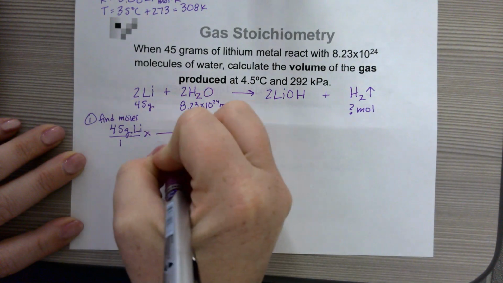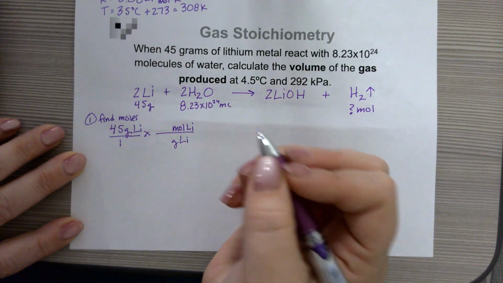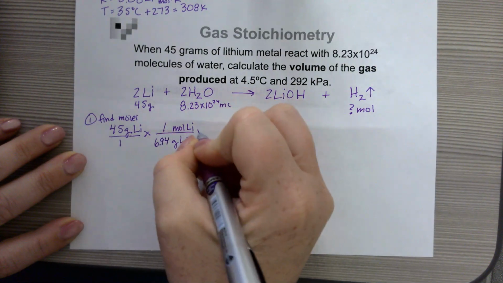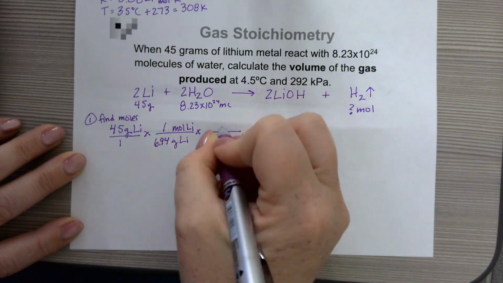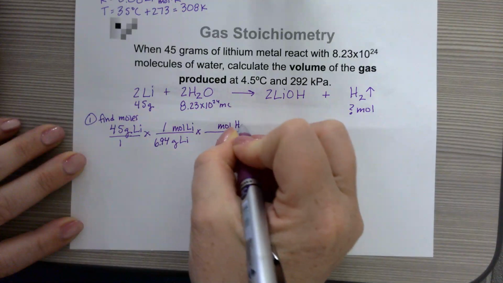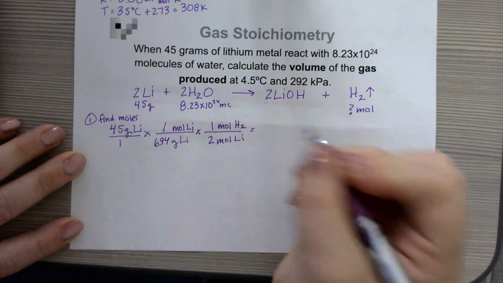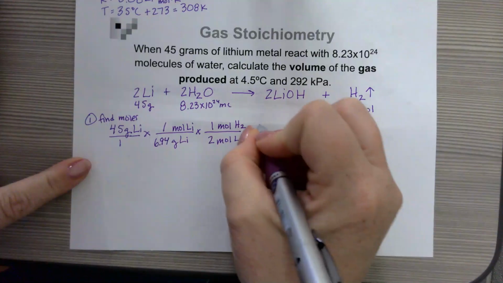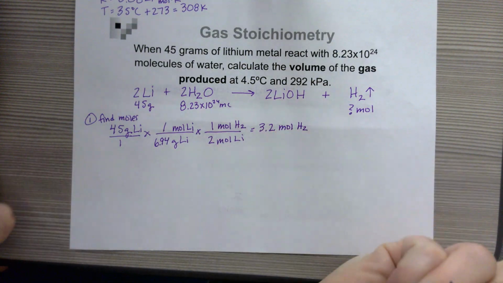We're going to go from grams to moles of lithium, and that's going to be molar mass. Lithium is 6.94 grams per 1 mole. And then we need to use our mole ratio to go to hydrogen. It is 2 moles to 1 mole. Two significant figures to start with. So when you calculate, you get 3.2 moles of hydrogen from that lithium.